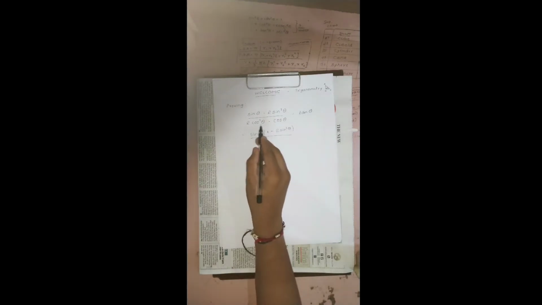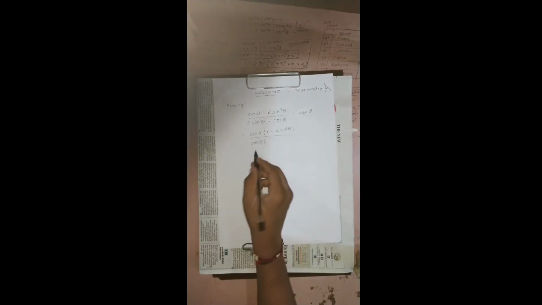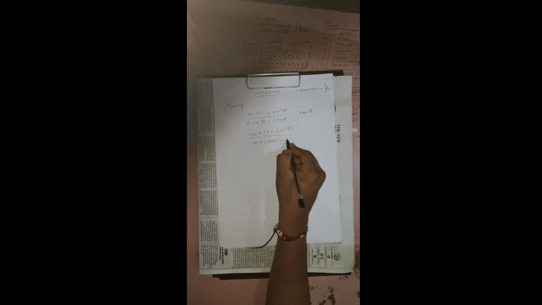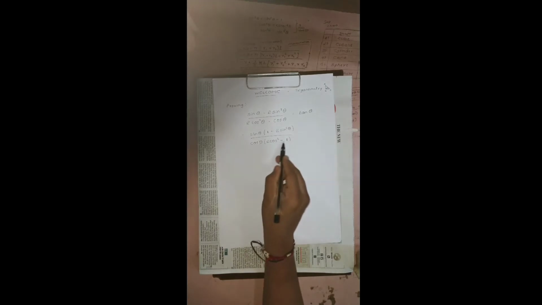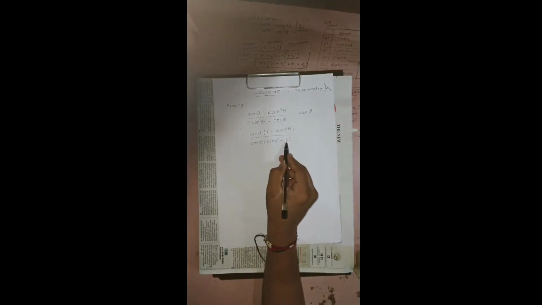here also we have cos theta as common, so we will take cos theta common and put a bracket. Here we will write 2 cos square theta, and here we will put minus, and same, cos theta into 1. Now check: cos theta into 2 cos square theta equals 2 cos cube theta, and cos theta into minus 1 will give minus cos theta. Okay, here we are getting sin theta divided by cos theta.